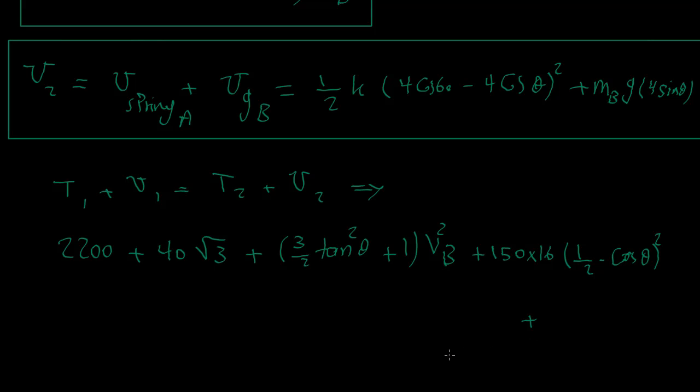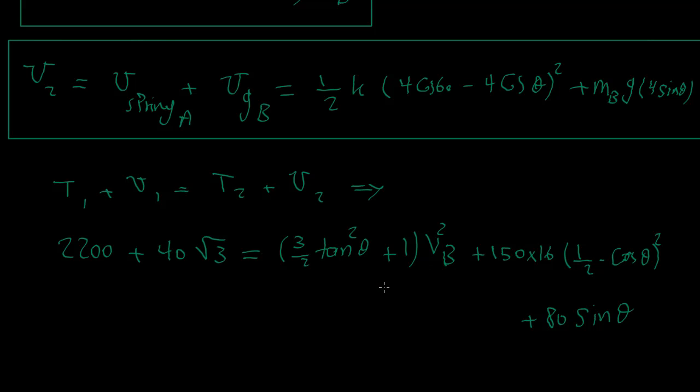Plus, so this was actually equal, T1 plus U1 is equal to T2 plus U2. So this is equal to, and this term, here we have MB times G times 4 sine theta. So MB is 2 times 10, that's 20, times 4, that's 80. So this is 80 sine theta. So now this equation has only two unknowns basically, VB and theta. But here we can find VB based on theta. So that's what we were looking for.